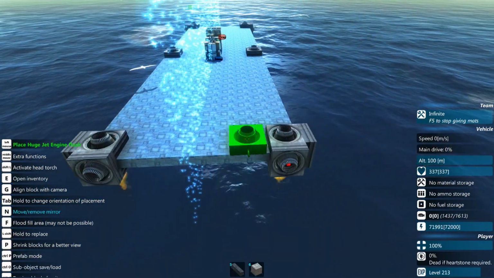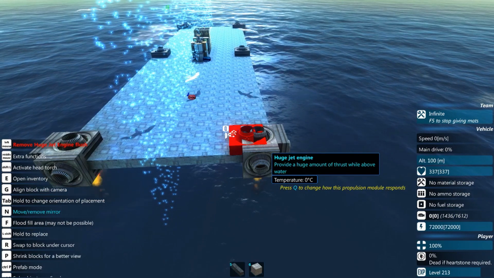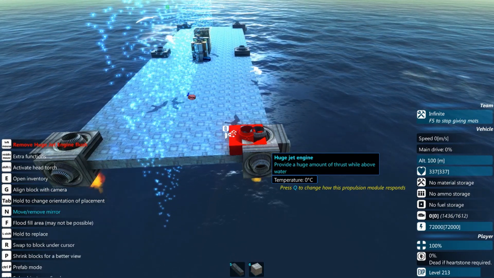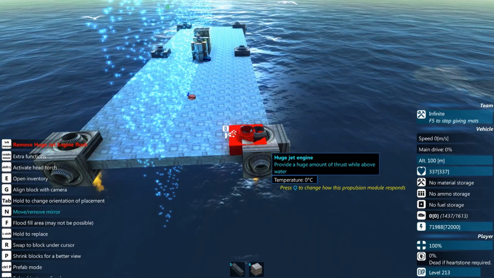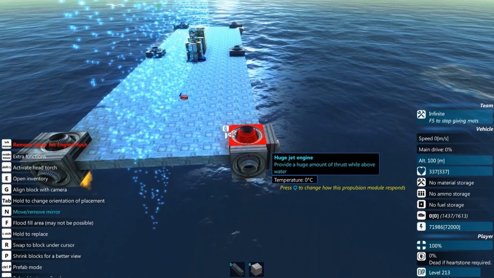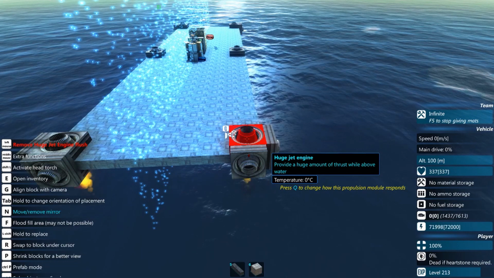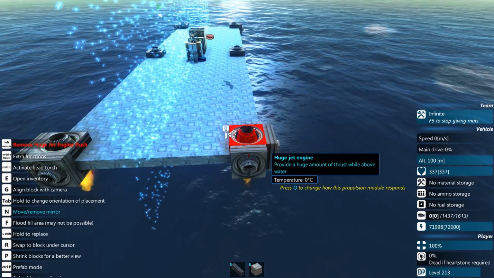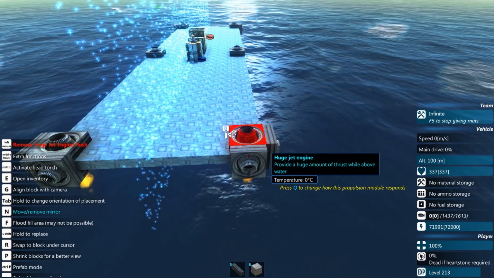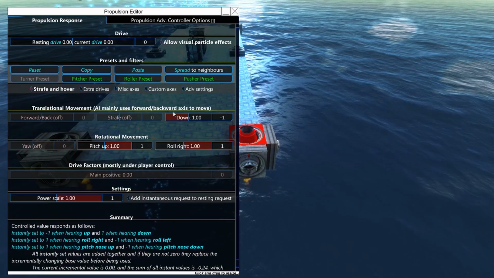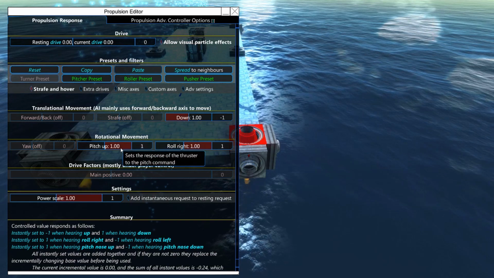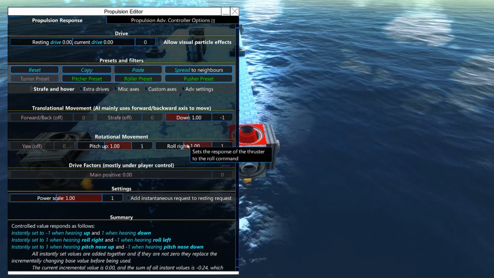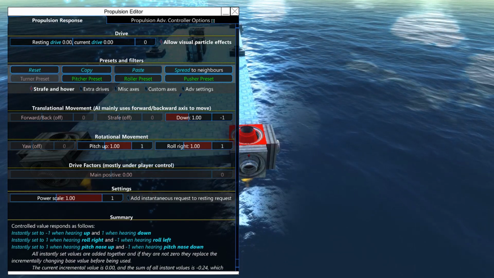If I look at this one, it's going to be a downwards thruster, it's going to be a roll right thruster, because pushing down on the right side is going to roll towards the right, and it's going to be a pitch up thruster, because it's behind the center of mass. Pushing down here is going to raise the nose. So this again is the down translational, pitch up rotational, and roll right rotational.